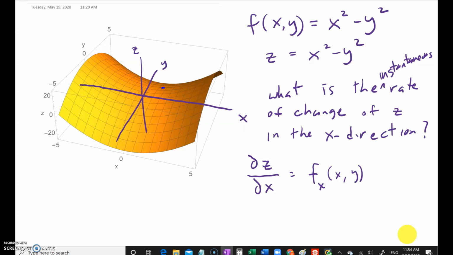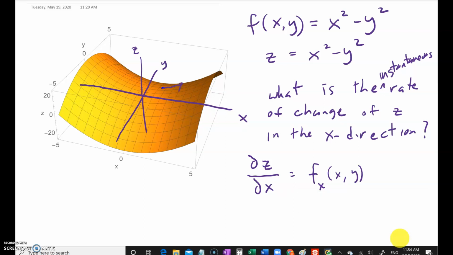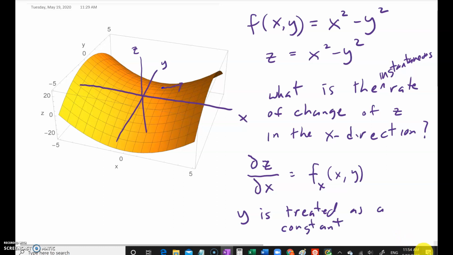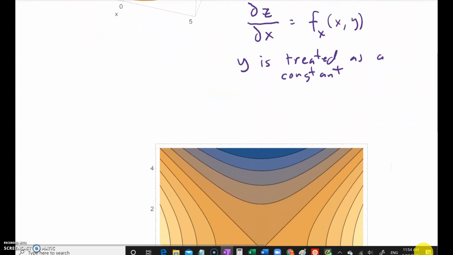All right, so the main idea here with partial derivatives is, here's my point. I can see as x increases, z is increasing, but y is not changing when I'm moving in the x direction. So in other words, y is treated as a constant. Okay, so then it makes it very easy to find the derivatives, but I'm not going to do the derivatives quite yet because I want to first look at this on a contour plot as well.